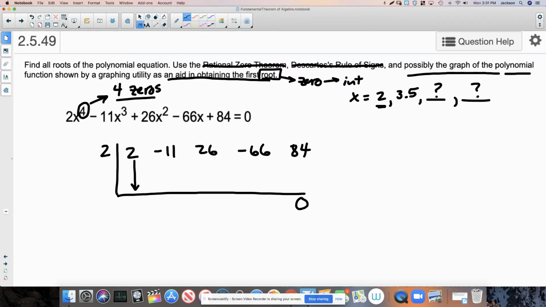So here we go. We drop the 2. 2 times 2 is 4. Negative 11 plus 4 is negative 7. 2 times negative 7 is negative 14. We add here. We get positive 12. 2 times 12 is 24. We add here. We get negative 42. 2 times negative 42 is negative 84. And here's that 0 remainder I was talking about.